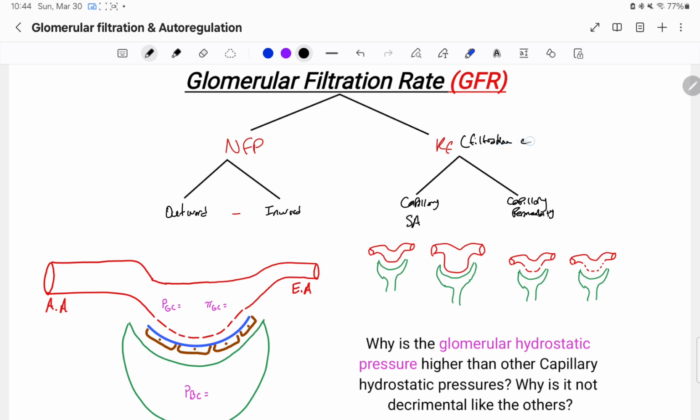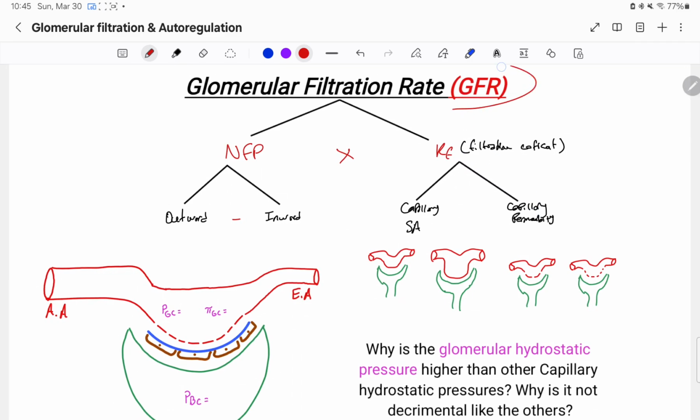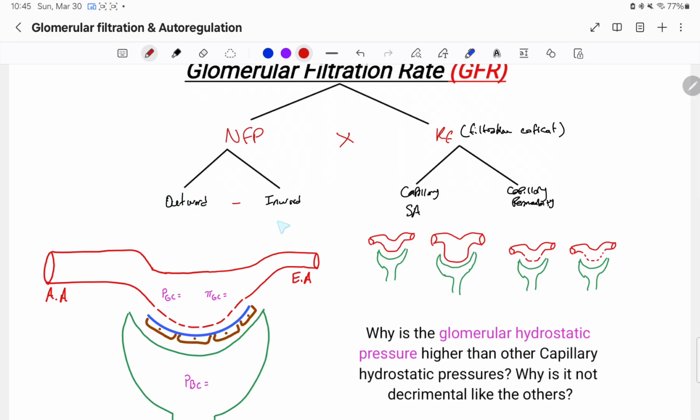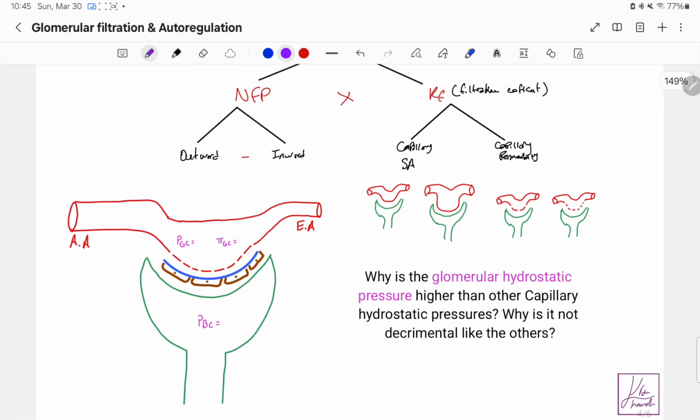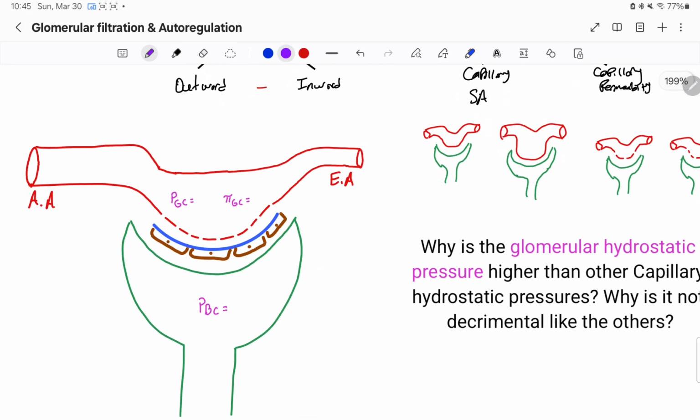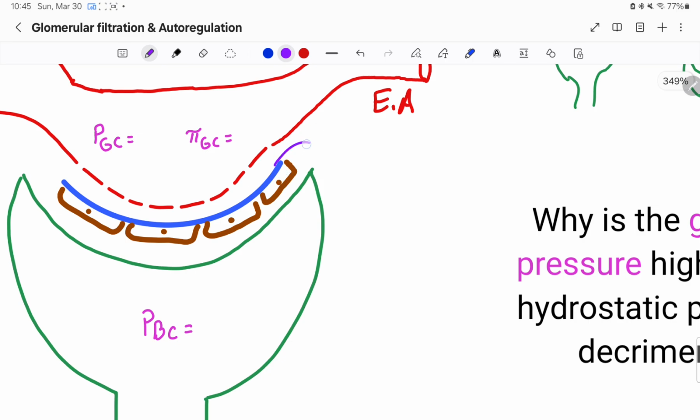Now, I want you guys to understand the relationships between all these coefficients. So we know that the net filtration pressure multiplied by the filtration coefficient will get me the glomerular filtration rate. And I know that my net filtration pressure is outward pressures subtracted by inward pressures. What kind of outward and inward pressures? I'll tell you. Within the glomerulus, and this is going to be very similar to the capillary filtration video, here's the afferent arteriole, glomerulus, efferent arteriole. In blue, we have the basement membrane, and in brown are those little podocytes.